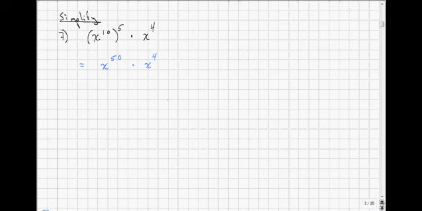Then we're multiplying by x to the 4th. So we have 50 x's multiplied together and 4 more x's multiplied together. So in this case, we're going to add our exponents, and we'll have x to the 54th power.